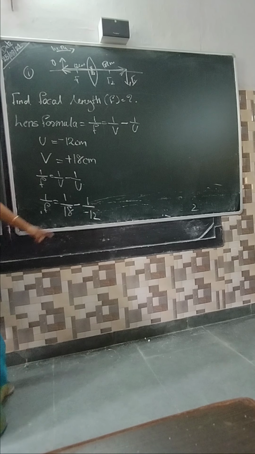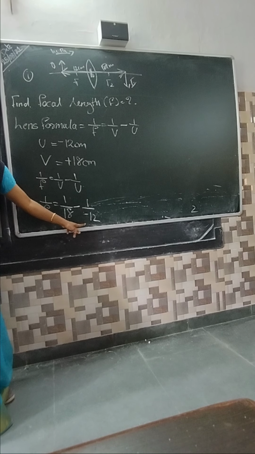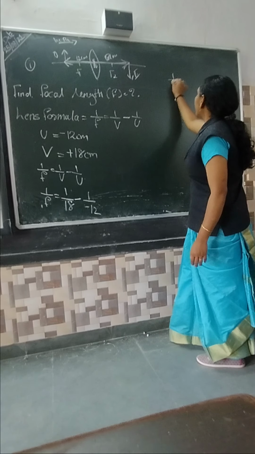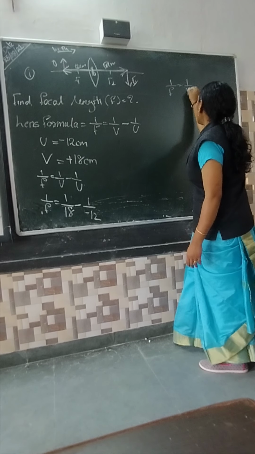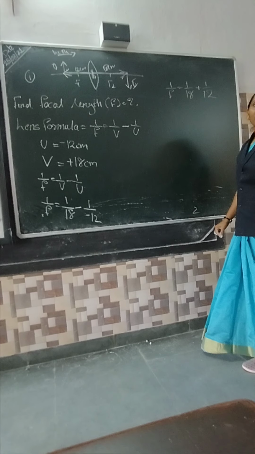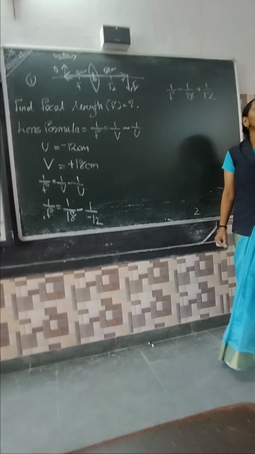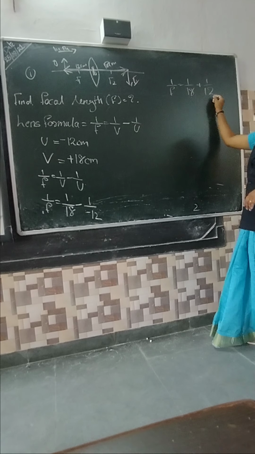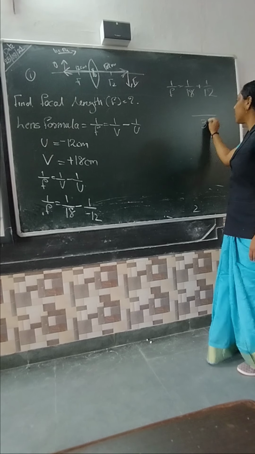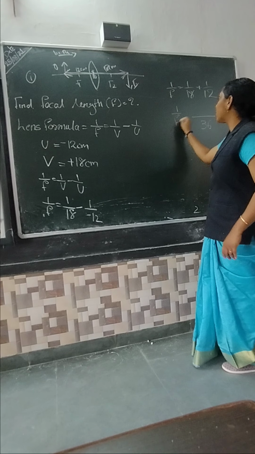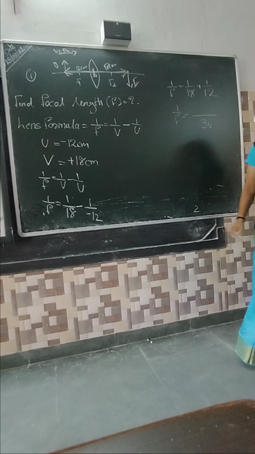So you see here minus of minus is plus. In the mathematical expression, minus of minus is plus. So 1 by f equal to 1 by 18 plus 1 by 12. Clear? Then take the LCM method, otherwise cross multiplication also. LCM method is the easy one. So for 18 and 12, the LCM is 36. You know how to find LCM? Just ask your maths teacher. Very easy, 5th standard maths.